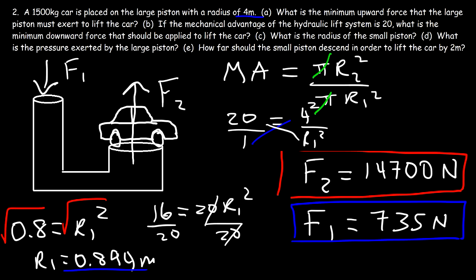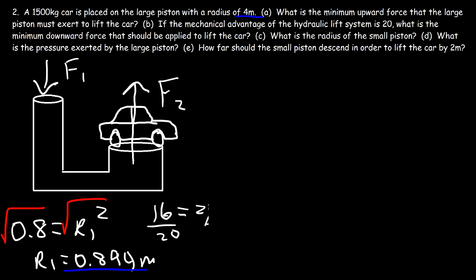So that's how you could find the radius of the small cylinder, or the small piston, if you know the radius of the large piston, and if you know the mechanical advantage. Now let's move on to part D. What is the pressure exerted by the large piston?